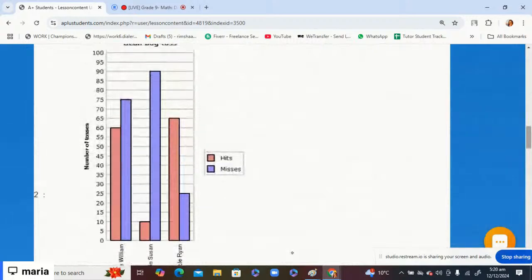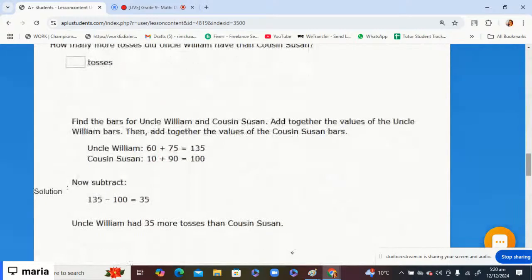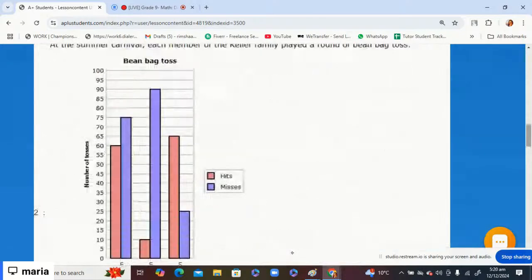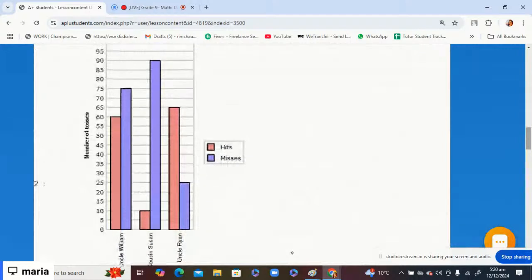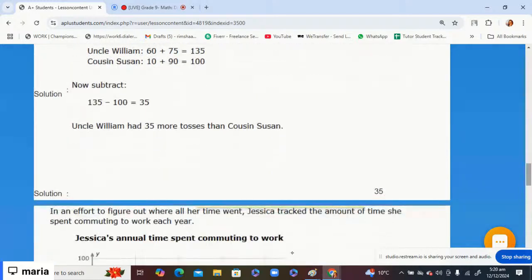So combined, we add 60 and 75, and then add the other amounts, 10 and 90. 90 plus 10 is 100, and 60 plus 75 is 135. So 135 is greater than 100, which means William has more tosses, whether hits or misses. We add both and see the answer. William is more.